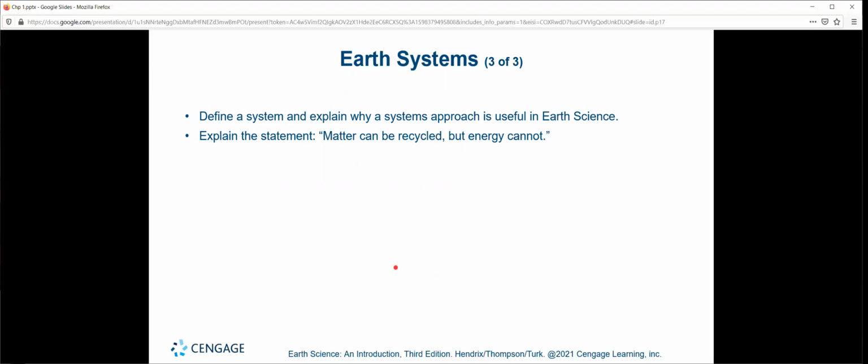So if I was to define a system, what would I do? Well, a system is an interconnected group, a group of interactive and connected devices, situations, things that work and play with each other. That's a system. There's many different systems within a sphere, and they all interconnect and work with each other. Pretty straightforward, pretty simple. Explain the statement: matter can be recycled, but energy cannot. That's an interesting one.